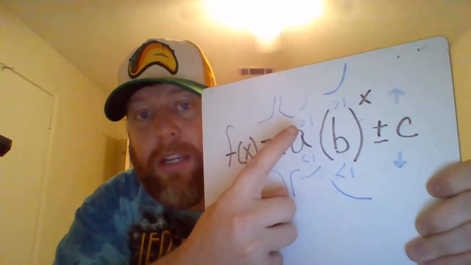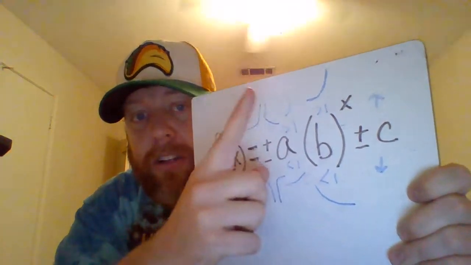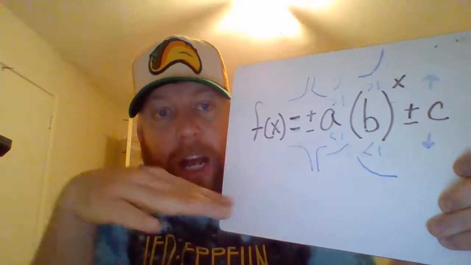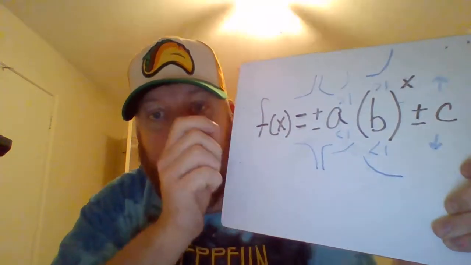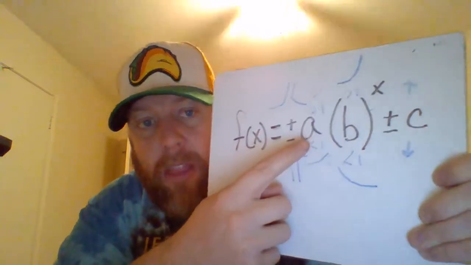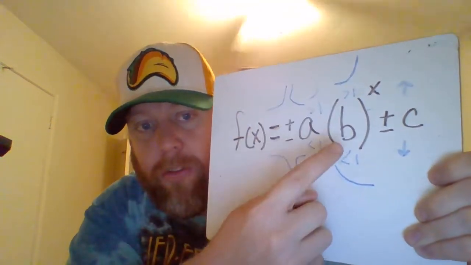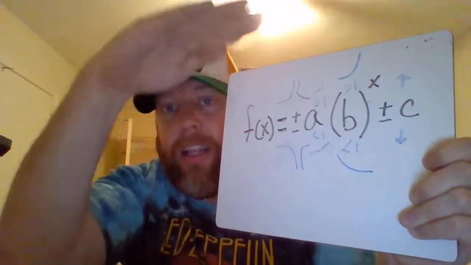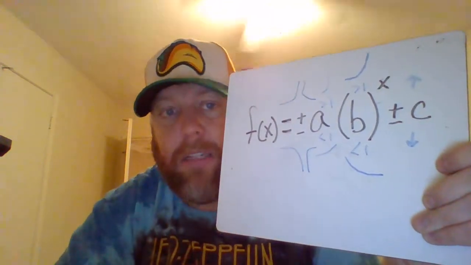If a is greater than 1, it's very, very steep. If a is less than 1, it's very, very shallow or very, very slopey. b controls exponential growth versus exponential decay if it's less than 1. And then c is just shifting the asymptote up or shifting the asymptote down.